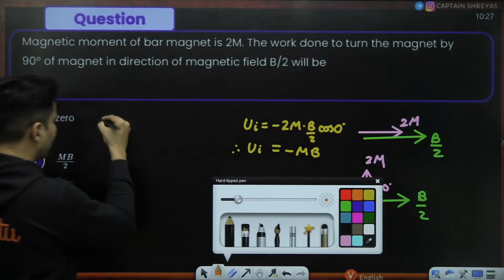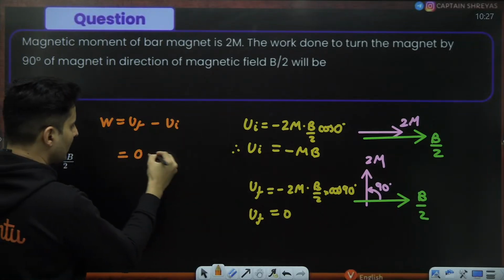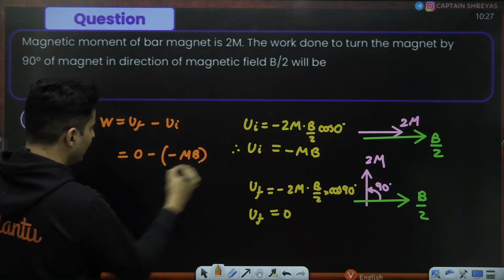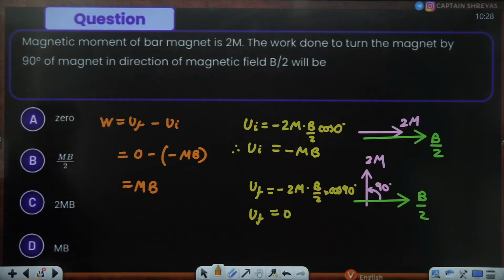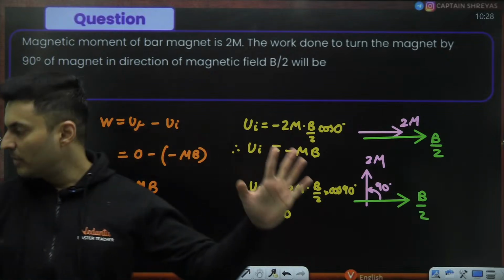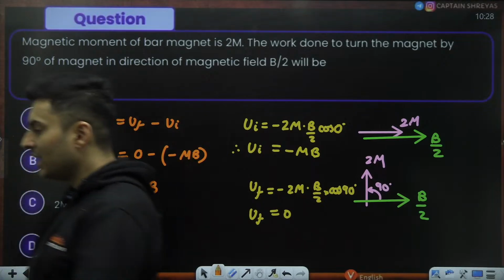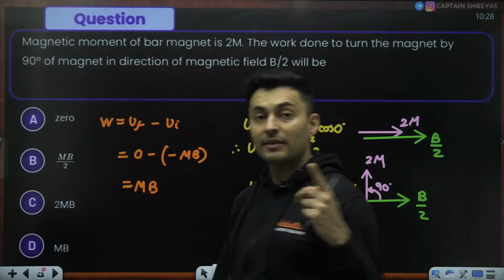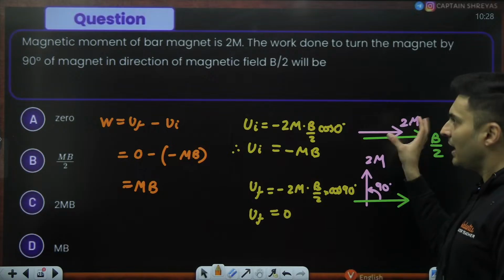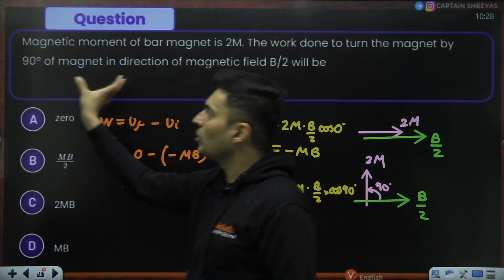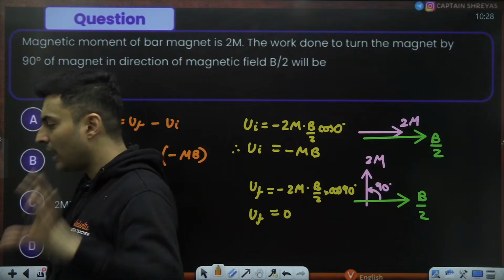So let's calculate the work done. Work done is final energy minus initial energy. So final energy is 0, initial energy is minus mb. So the answer to this question will be just positive mb, which is option number D. Positive mb. Yeah, perfect. So be careful, because the magnetic moment itself was given as 2m and the magnetic field was given as b by 2. So you need to be a little bit careful about that. Another thing is, earlier it was in the direction of the field and then it was rotated by 90 degrees. So with the framing of the question, you should understand what is exactly happening.